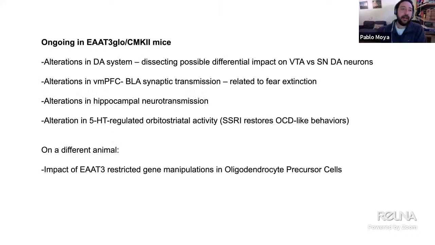So I would like to also mention what we are currently embracing in the lab. We are analyzing the alterations in the dopaminergic system. As I mentioned, what happens at the synapses in the PFC-BLA, alterations in the hippocampal neurotransmission, and on a different subject, we are manipulating E3 in oligodendrocyte precursor cells, because it has been shown that during some of the early stages E3 is highly expressed, and that might determine the cell fate of these precursor cells, and might also have some role in myelin formation.